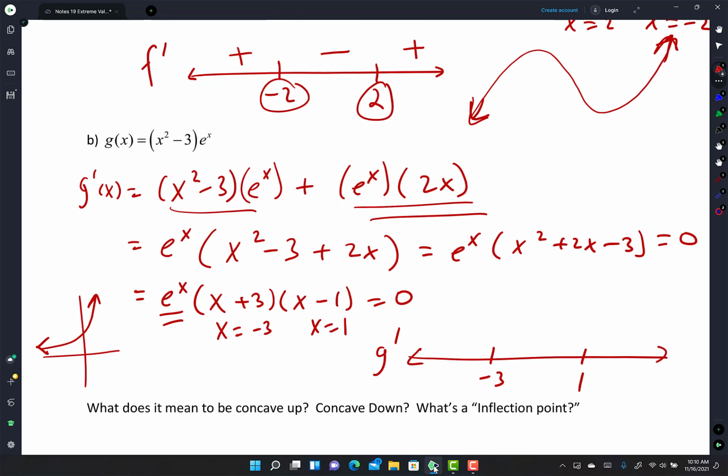Are we okay right now, guys? All right. What are we going to do? So I'm going to plug in numbers. I don't care about e to the x. I'm just going to plug in numbers into what I have left. Negative 10. Negative 10 plus 3 is a negative. Negative 10 minus 1 is a negative. Negative times a negative is a positive, or plus.